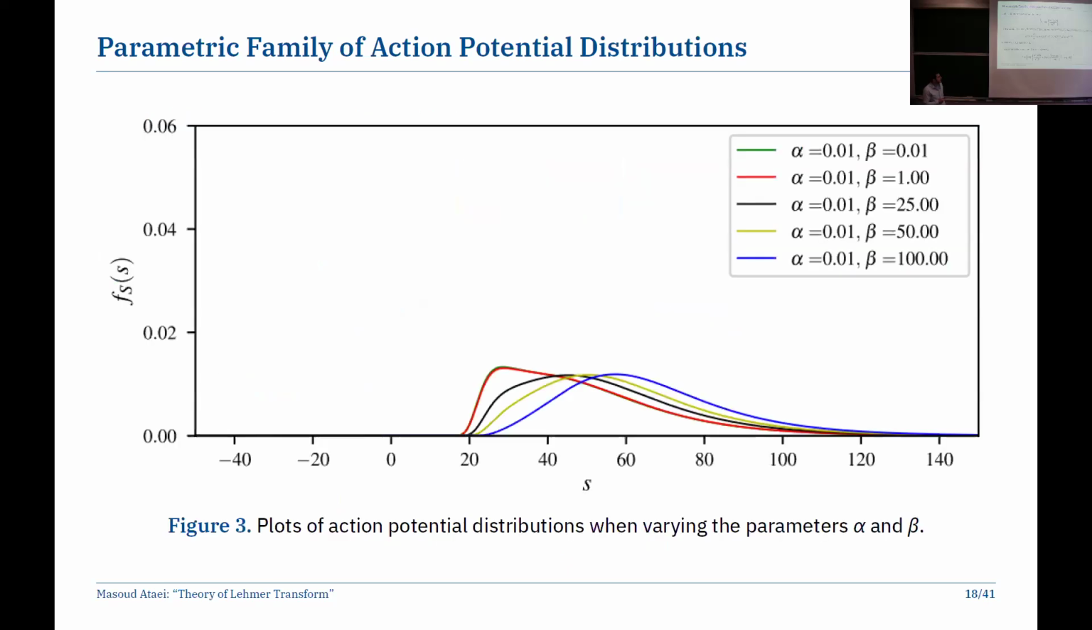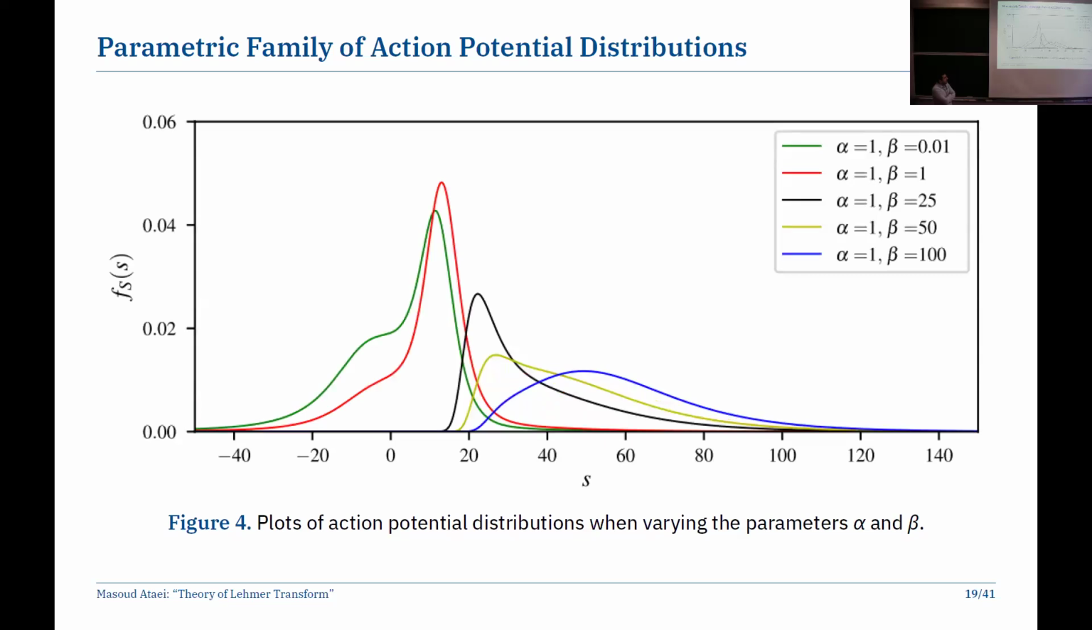Okay, here we see the plots of action potential distributions by changing the values of alpha and beta. We fix the value of alpha at 1% and change the value of beta, and we see that different tail behaviors appear in these distributions with different levels of concentration.